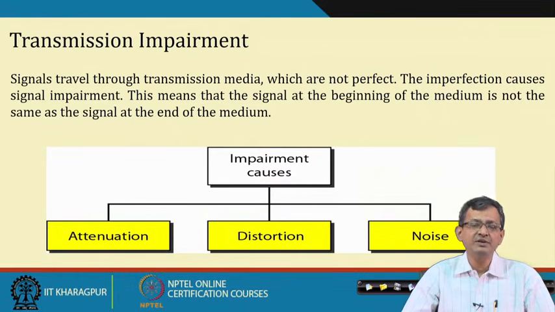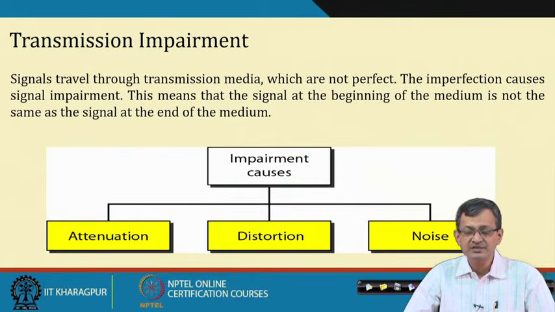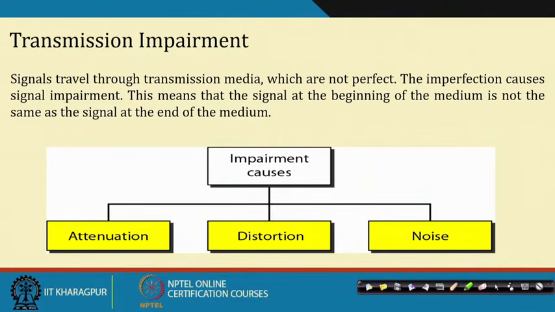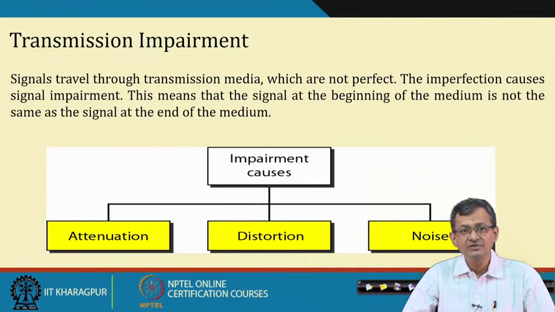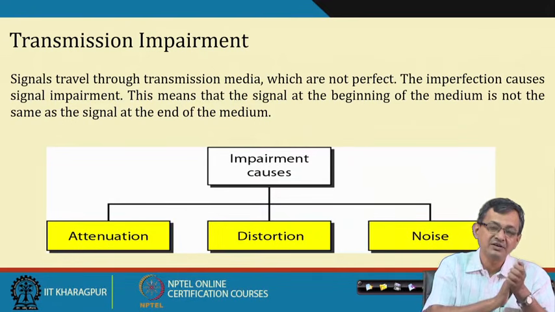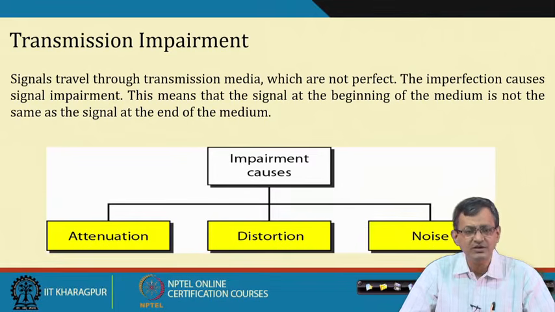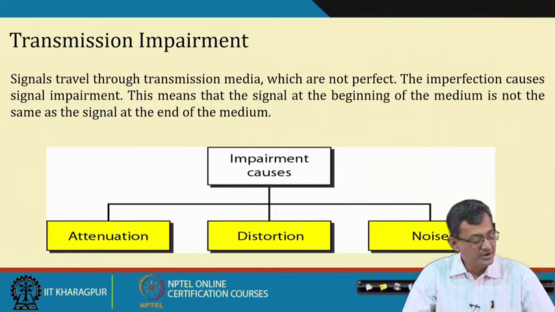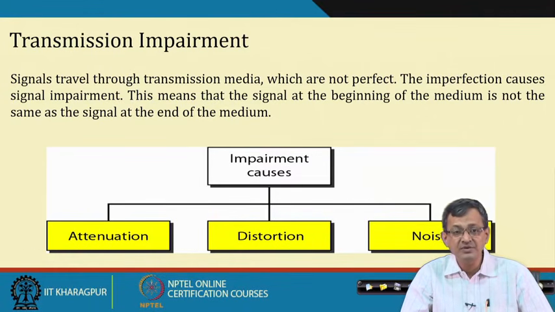There is another consideration that comes up when we try to transmit data over a channel, what we call transmission impairment. Signals travel through transmission media which are not perfect. The imperfection causes signal impairment. This means that the signal at the beginning of the medium is not the same as at the end. So, you send something and you get something that is not the same. Typically three categories are there: one is attenuation, one is distortion, and another is noise. These are the three situations which cause this type of impairment.